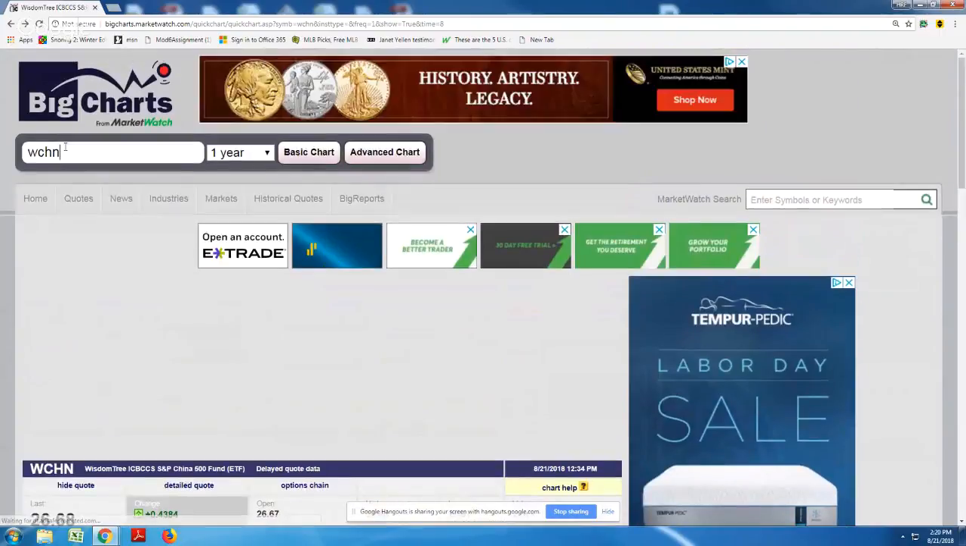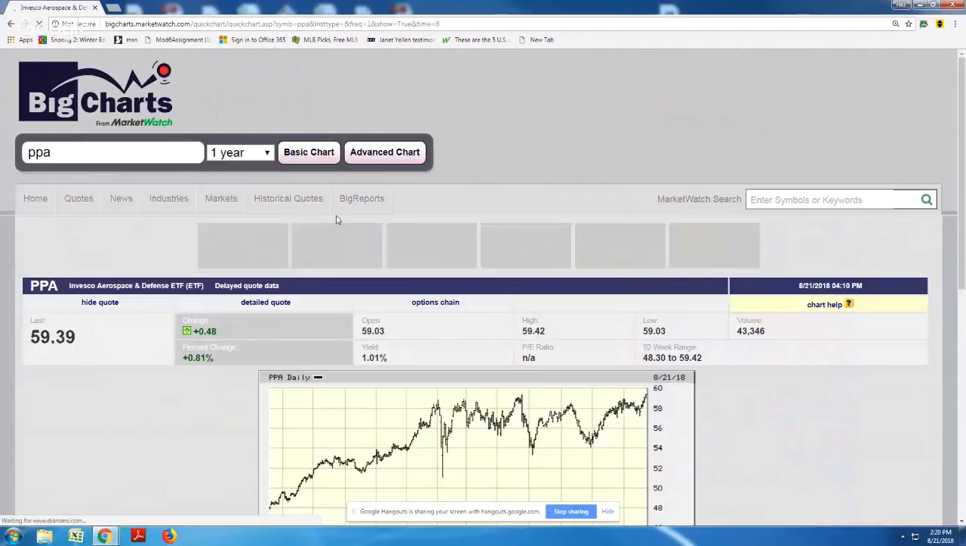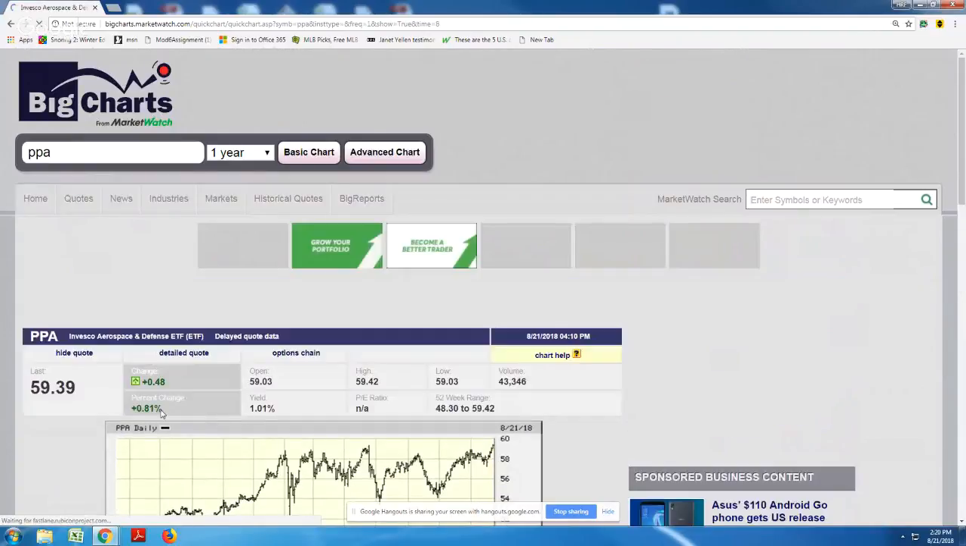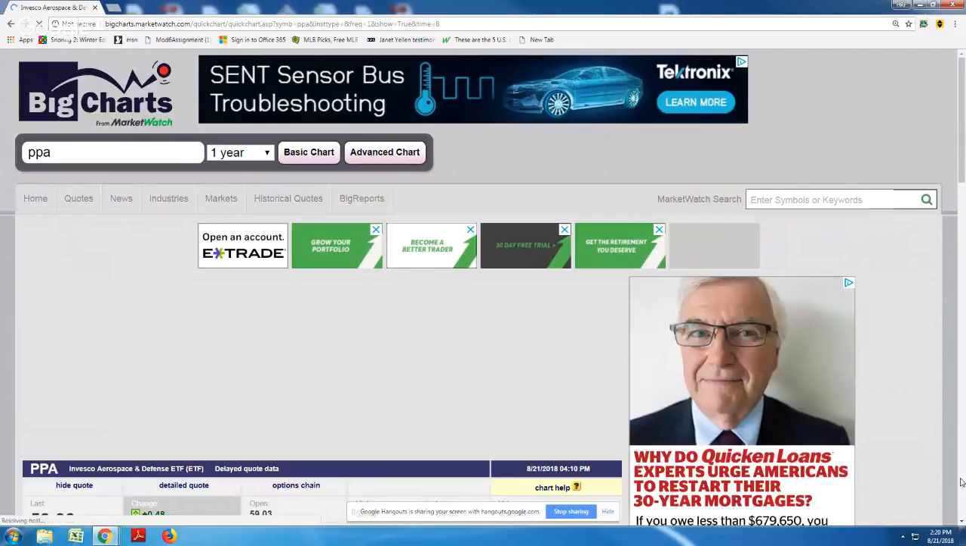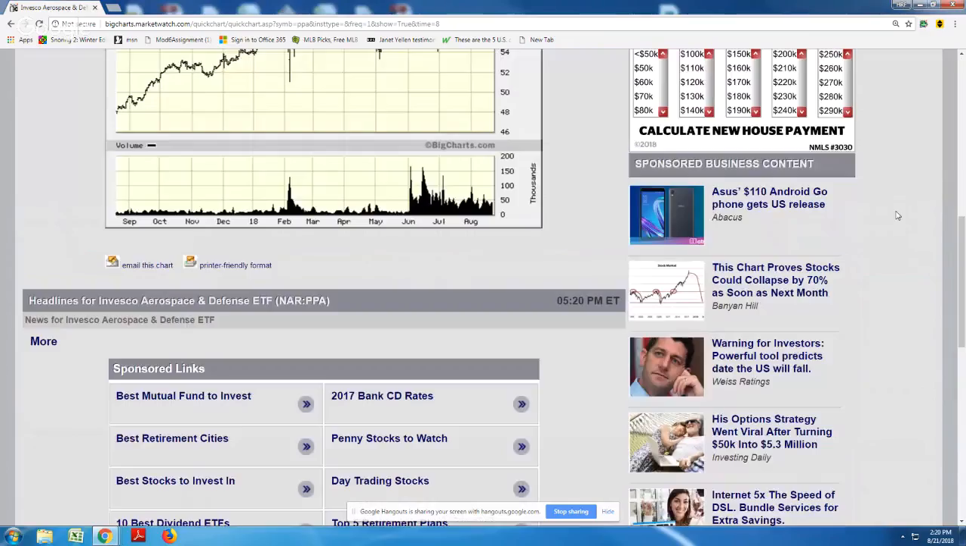PPA. Okay, aerospace and defense, that obviously had a good day today, up almost 1%. And as you can see, in the last year, it has been matriculating to the upside. Okay, let's get the screen going here. The low is right around 48, and it has been up to 60.